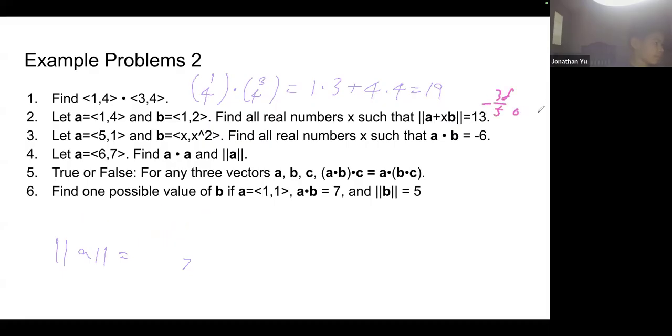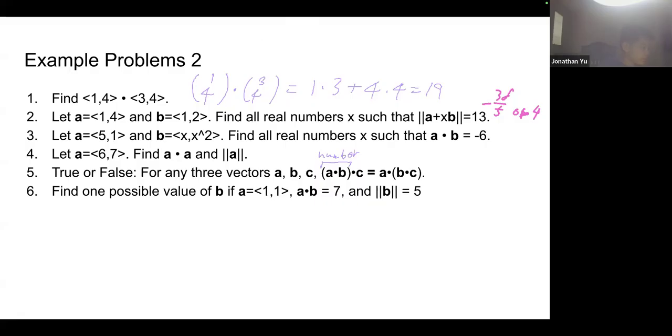Okay, problem 5 is true or false: for any three vectors A, B, and C, (A dot B) dot C is A dot (B dot C). So this is false because the dot product returns a number, and you can't take the dot product of a number with a vector. You have to take the dot product of two vectors. So this computation actually is impossible, so it's obviously false.